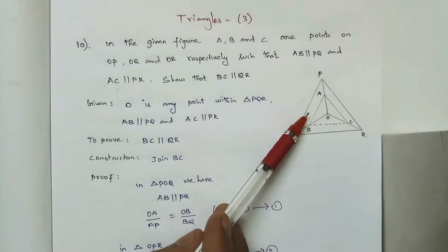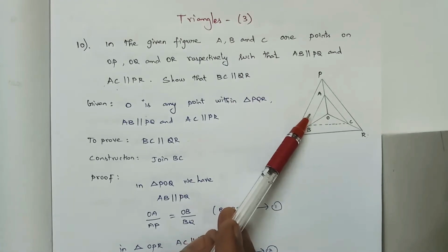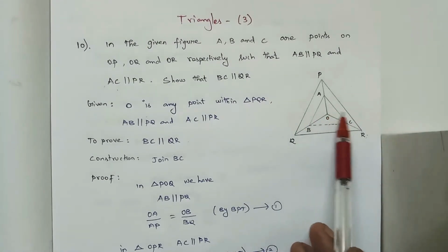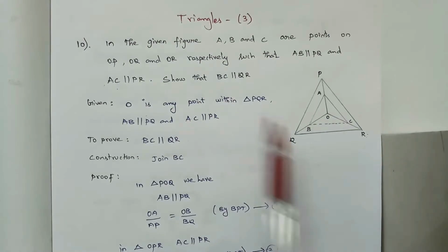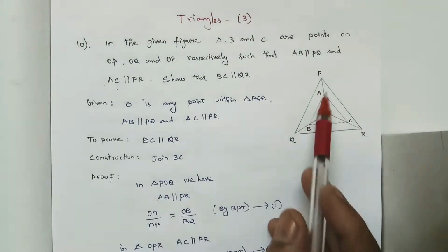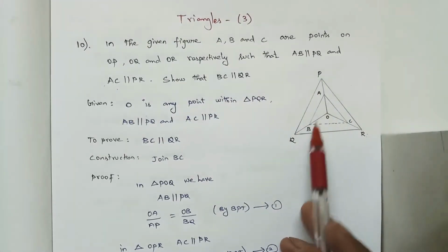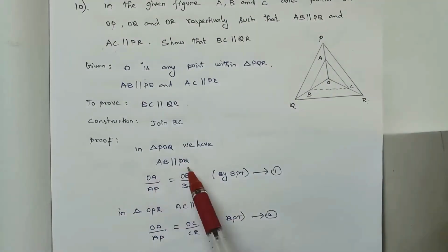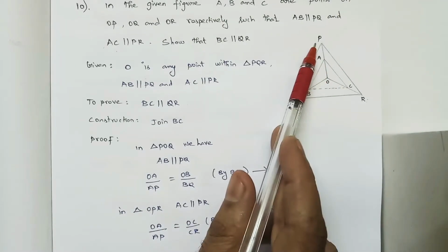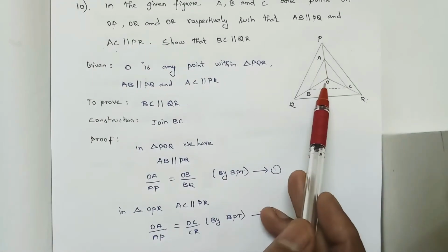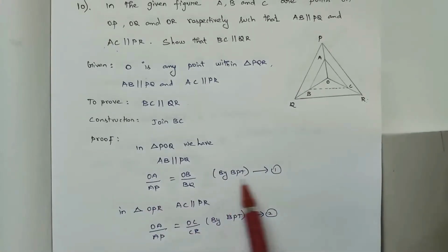First I'm going to take this triangle and prove by using the BPT. Next I'm going to take the other triangle, and by using the BPT, I'm going to say that the sides are proportional. So what is the common side? OA by AP, same thing. So in triangle POQ, AB is parallel to PQ, then OA by AP is equal to OB by BQ. Take it as equation number 1.